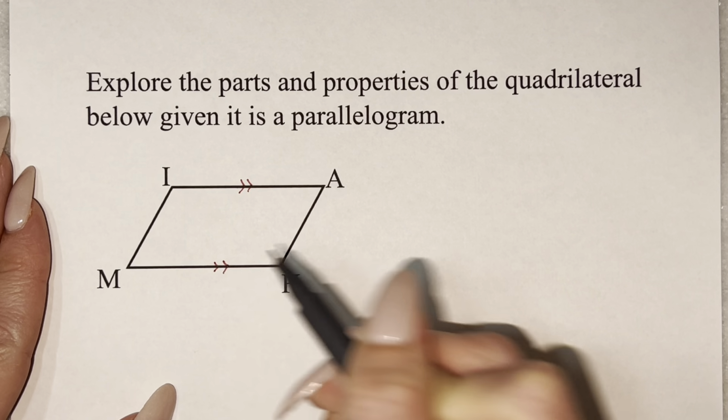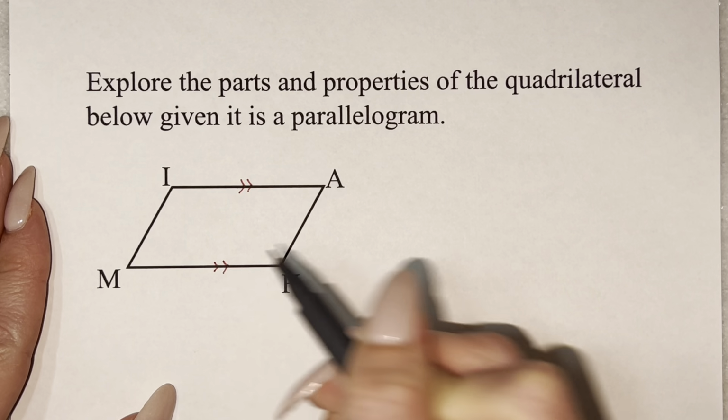Angle MIA plus angle IAH is going to equal 180 degrees. So that's going to be this one plus this one's 180, this one plus this one's 180. These two are also going to add up to 180, and these two are also going to add up to 180. So angle IAH plus angle AHM is going to give us 180. And then finally, angle AHM and angle HMI are going to give you 180. So that's the rule with these different angles.